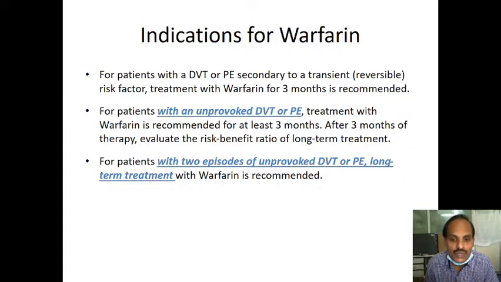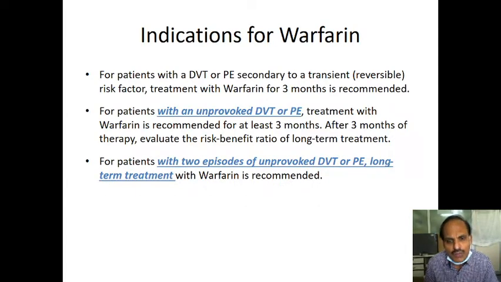Because if you treat for more than 3 months when it is not indicated, it will lead to bleeding tendency. If you don't treat for more than 3 months when it is actually indicated, you may risk the life of the patient, because that deep vein thrombosis may extend into the pulmonary system, may cause pulmonary thromboembolism, and the person may die. So therefore this is really the crux of warfarin.